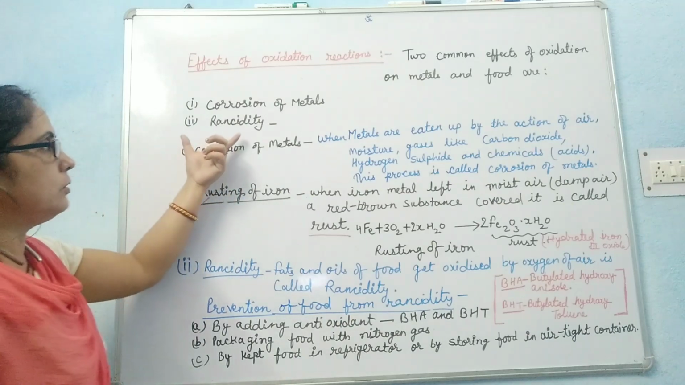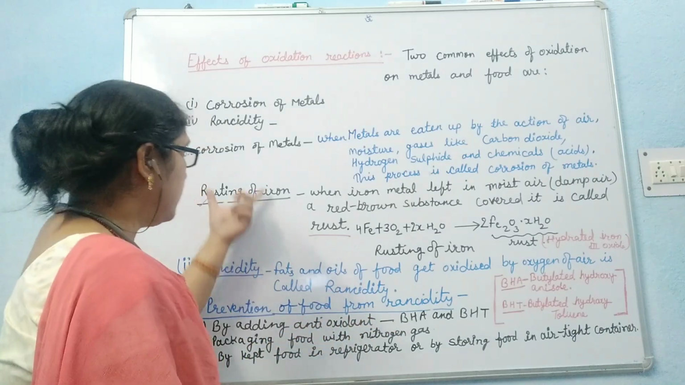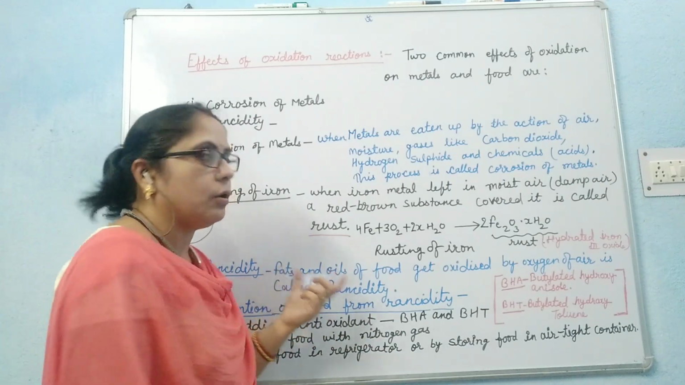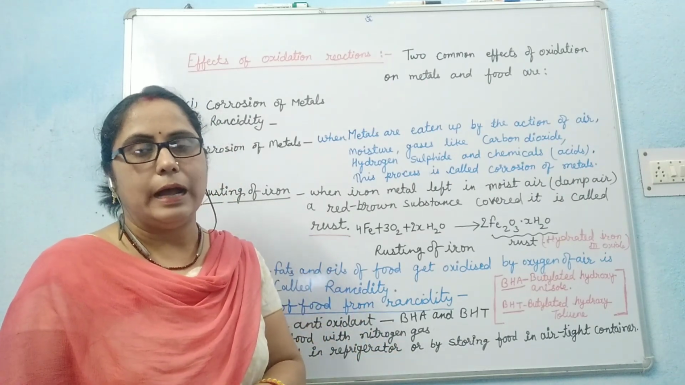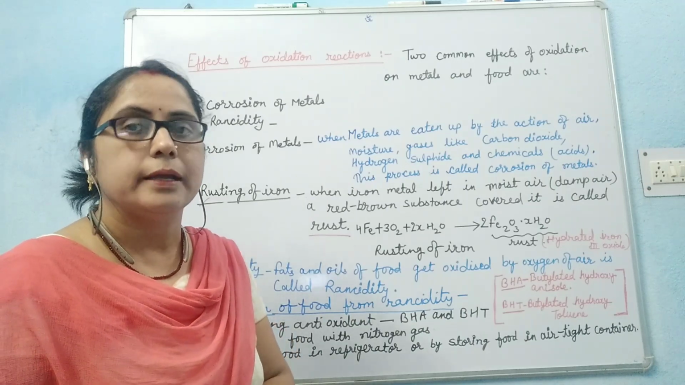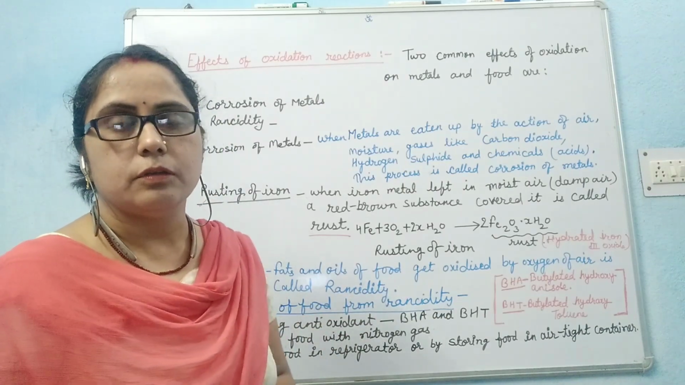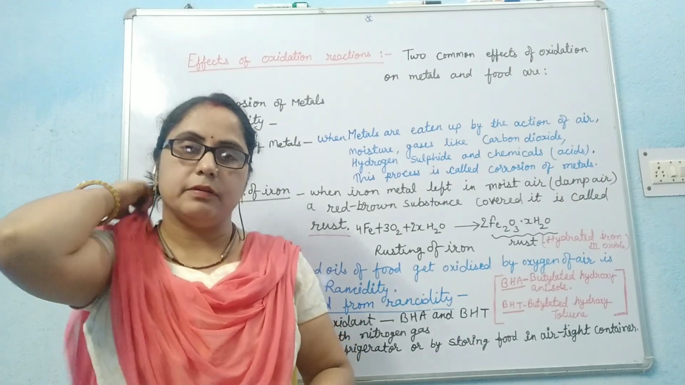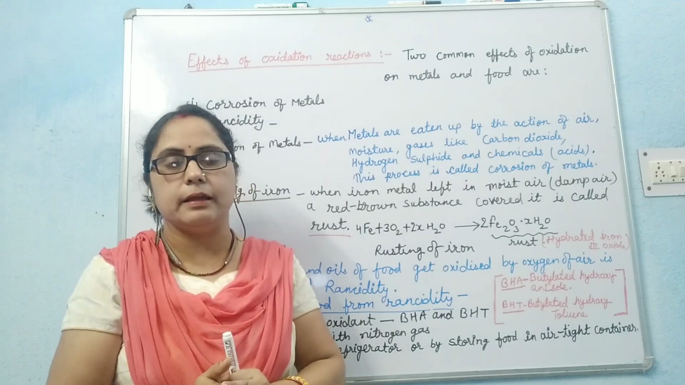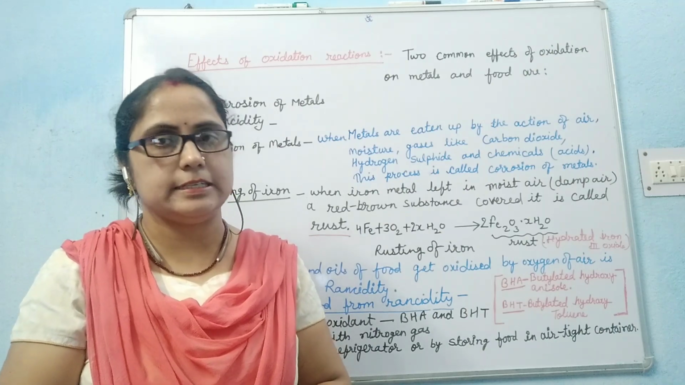Now the second effect is when food is also damaged by oxidation. It is called rancidity. Rancidity means the fats or oils present in the food are oxidized with the help of oxygen of air, and this process is called rancidity. You have noticed that when we keep prepared food for a long time, it starts giving an unpleasant smell or taste. This is called rancidity.